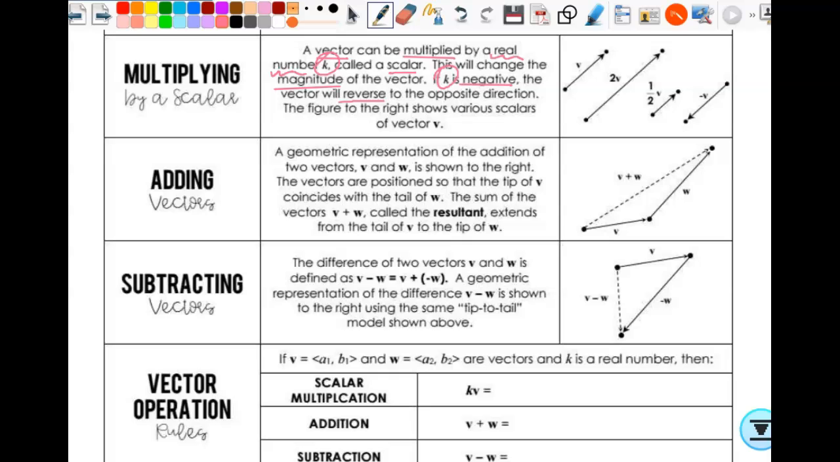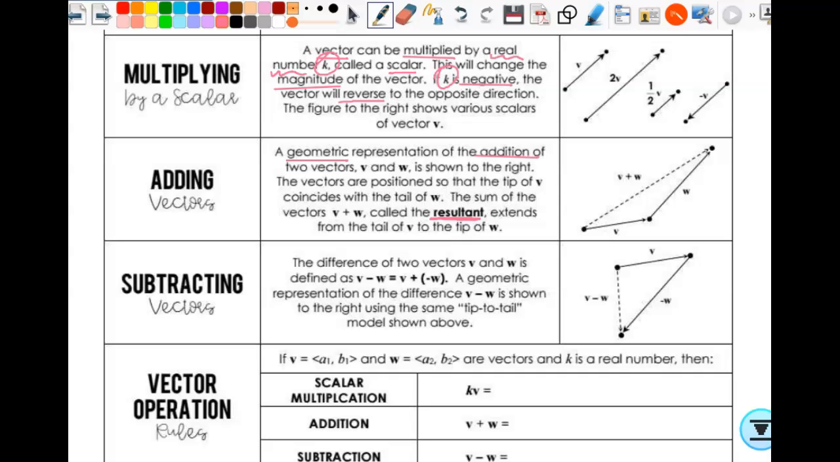So then a geometric representation of the addition of vectors is over here. We have v and w. The vectors are positioned so that the tip of v coincides with the tail of w. What you end up getting is a resultant, and it extends from the tail of v to the tip of w. So here's v, where v ends, w begins, then this right here is your resultant vector, and we're going to be doing some stuff with resultant vectors eventually.